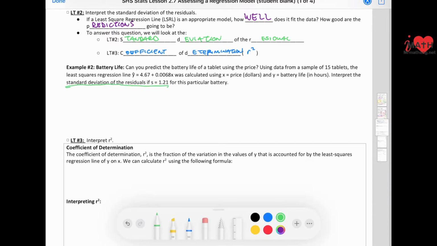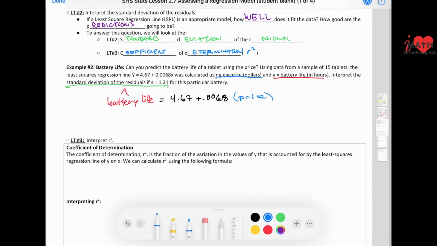So standard deviation is 1.21 based on the 15 tablets. Remember, it told us y is the battery life in hours. So you can call this the predicted battery life. Remember, the hat is a prediction. And you had 4.67 plus 0.00068. And what does x represent? Okay, x represents the price.